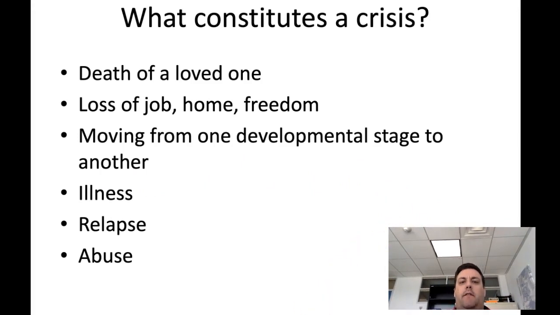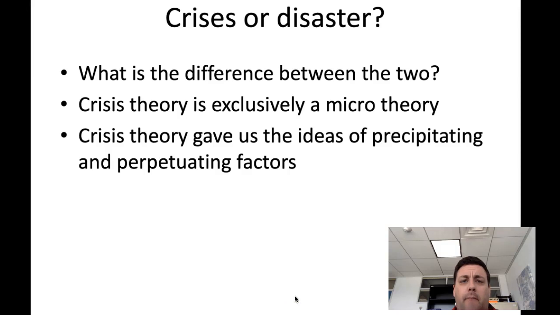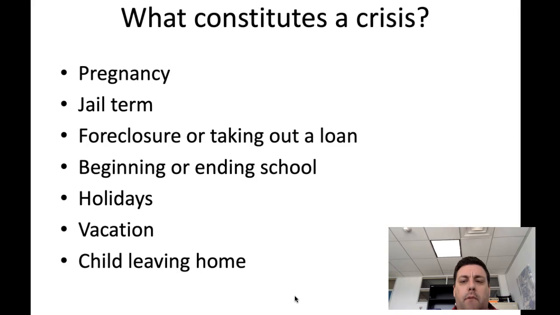So for Caplan, he really saw crises as significant moments that disrupted a person's life. So death of a loved one, loss of a job, loss of a home, loss of freedom, moving from one developmental stage to another, illness, relapse, abuse. He didn't necessarily limit what was termed a crisis.